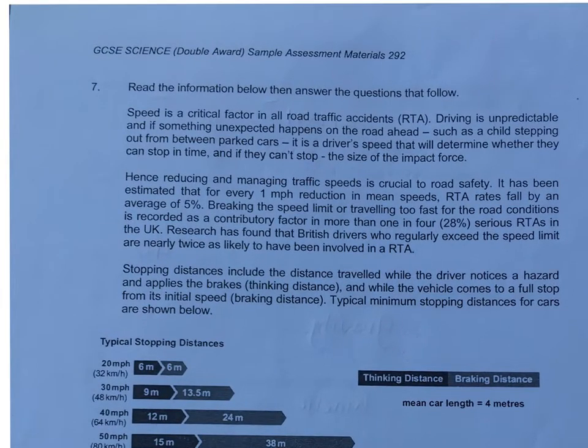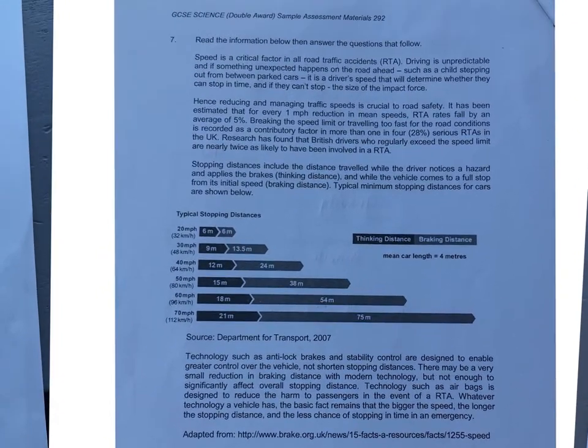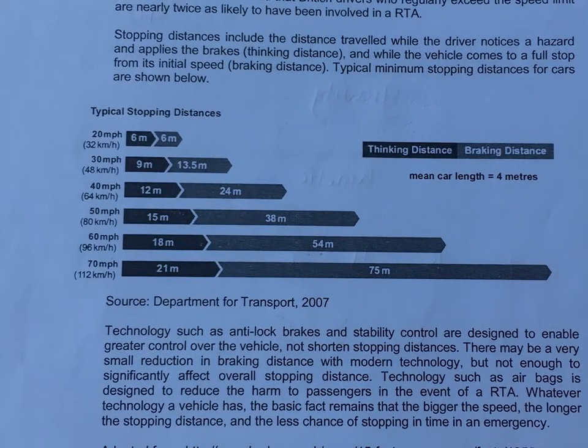And then question 7 then, a lot of information there. And then you've got this diagram with your typical stopping distances, which is split into thinking distance plus your braking distance. So stopping distance is thinking distance plus your braking distance. So you can see there, 20 miles per hour, it's 6 and 6. At 30, it's 9 and 13.5. At 40, so on and so on.